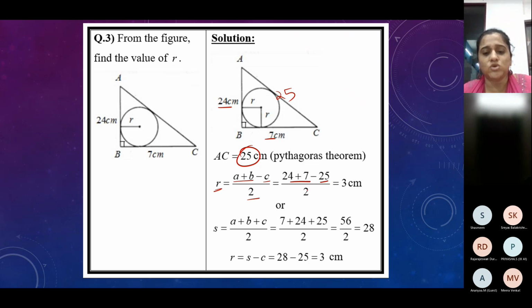When you work this, you should not cancel the 2 ones and the 2 12s, children. You should add and divide by 2. That's wrong. Simplify this: 24 minus 25 is minus 1. So 7 minus 1, 6. 6 by 2, 3. You can also do it like this. You can find the semi-perimeter 28 and the inradius is the semi-perimeter minus the hypotenuse.